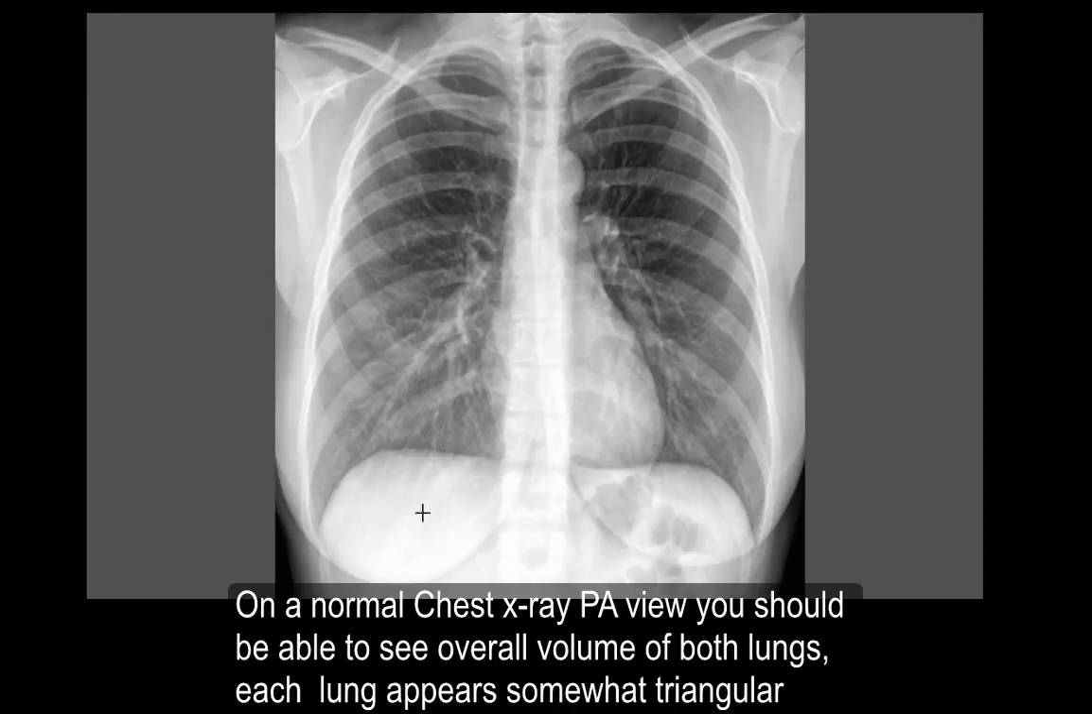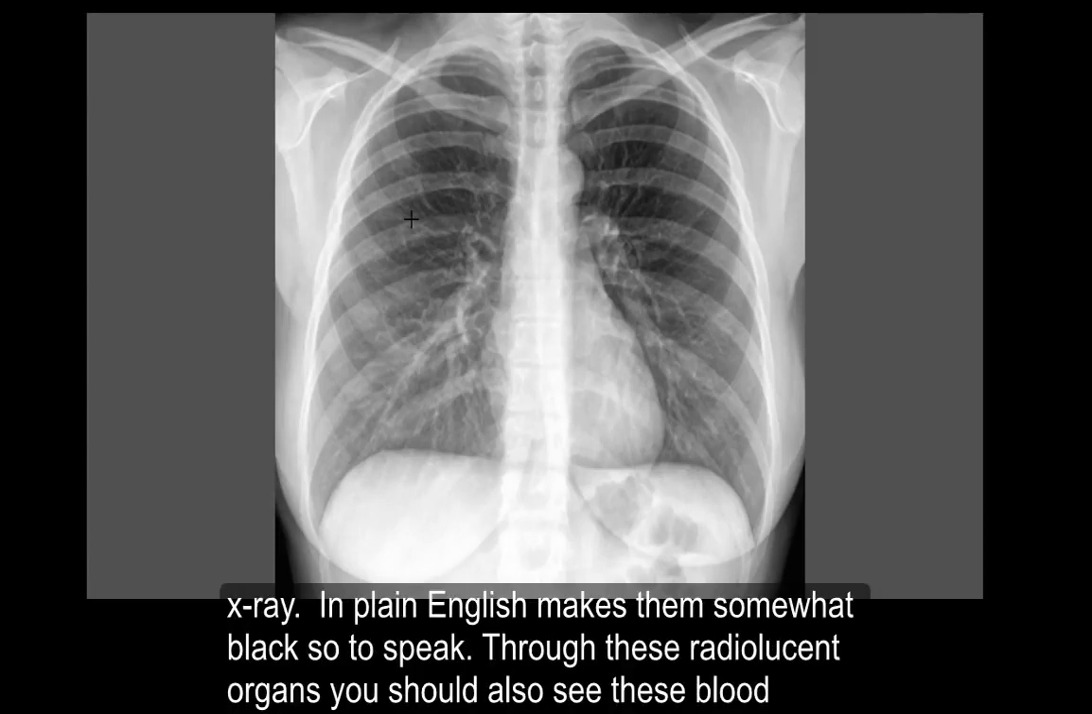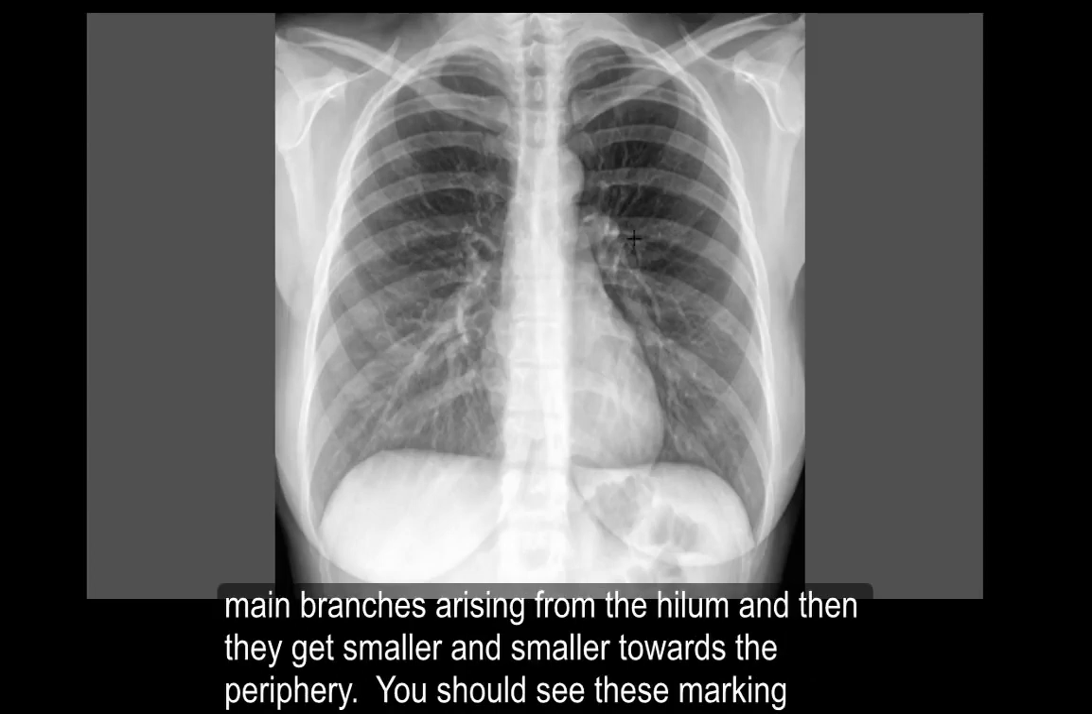Each lung appears as a somewhat triangular shaped organ. Both lungs, as you can see, are filled with air, which gives them this radiolucent appearance on X-ray. In plain English, it makes them somewhat black, so to speak. Through these radiolucent organs, you can see blood vessels, vascular markings, bronchial markings, and parenchymal markings as well. In particular, blood vessels appear as a branching tree, with the main branches arising from the hilum, and then they get smaller and smaller towards the periphery.